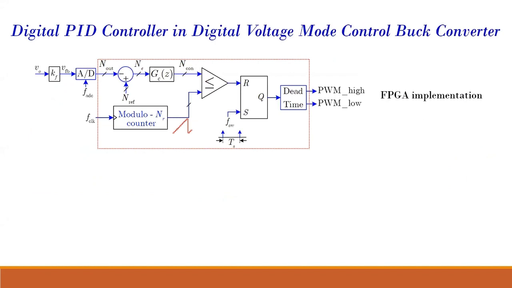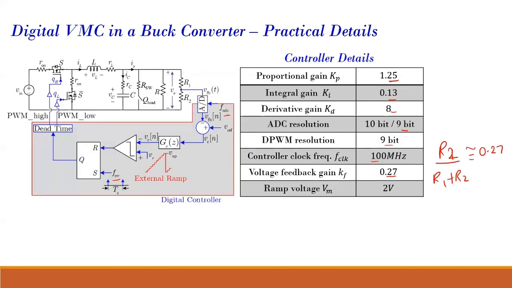Now, how is voltage mode control being implemented? We will sense the output voltage and sample it using an ADC. Then that sampled value is compared with the reference value, which generates an error. That error will pass through our controller, and the controller will generate a control signal VC of n.